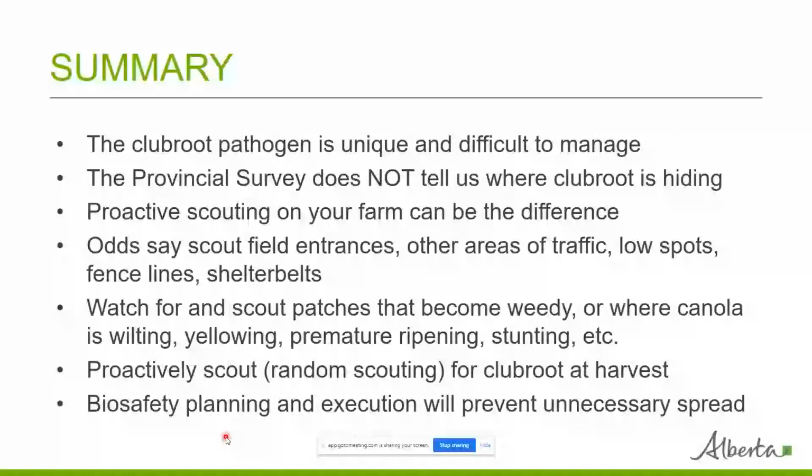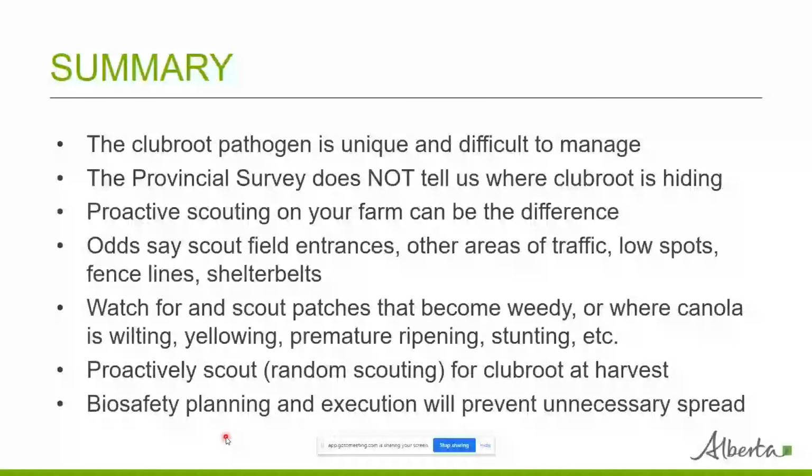Okay, so what have we talked about today? We've talked about the fact that the clubroot pathogen is special. It's unique and it's difficult to manage because of those resting spores. There's so many of them. They can be dormant for so many years in the soil, and they have a lot of genetic variability that makes them able to overcome the resistance that we deploy in our canola crops.